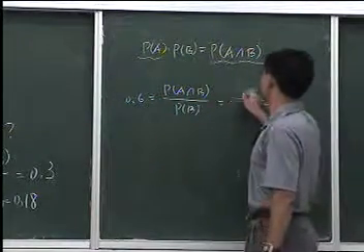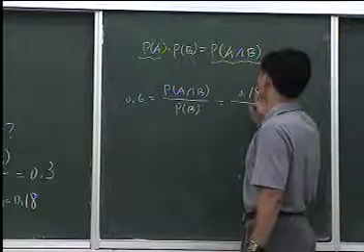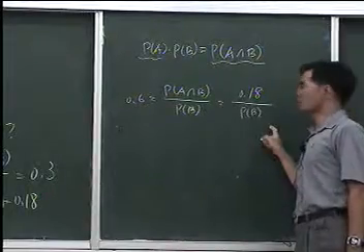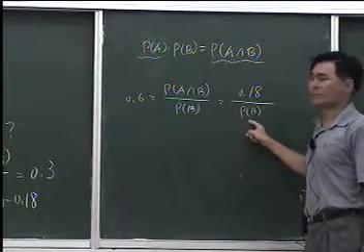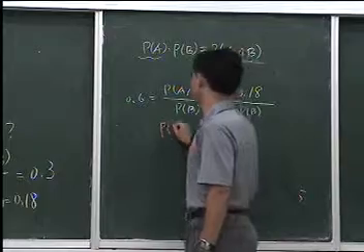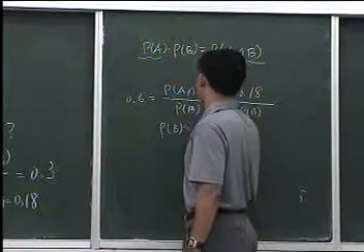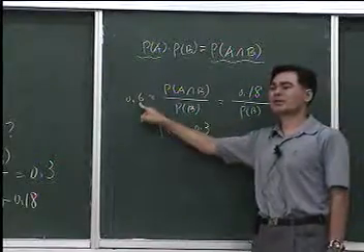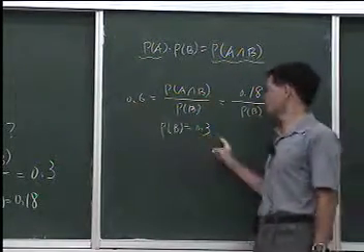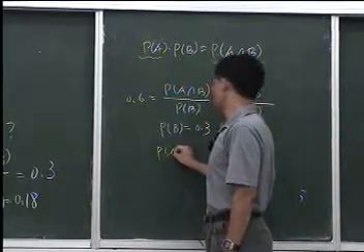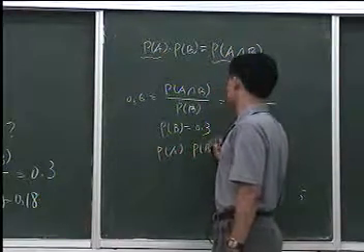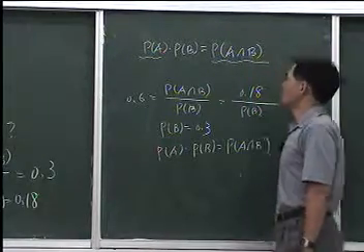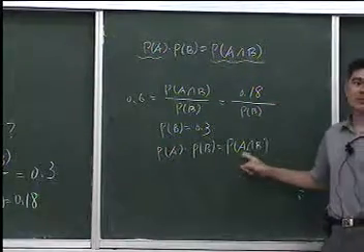So 0.6 times P(B) is equal to P(A and B), and that is equal to 0.18, and you are required to find P(B). So from this equation, you know P(B) should be equal to 0.3. And at the same time, you know this one is P(A), right? So you also know that P(A) times P(B) is equal to P(A and B). So they are independent of each other, right?